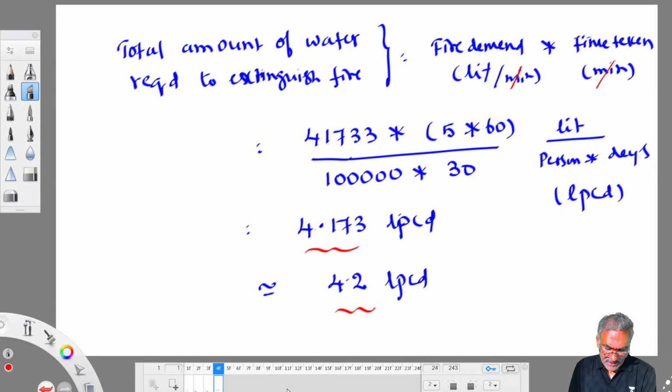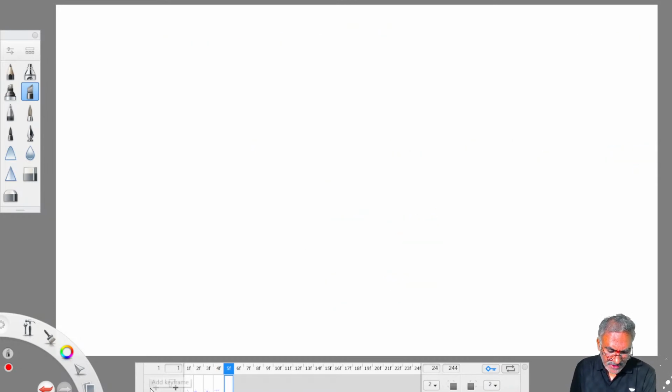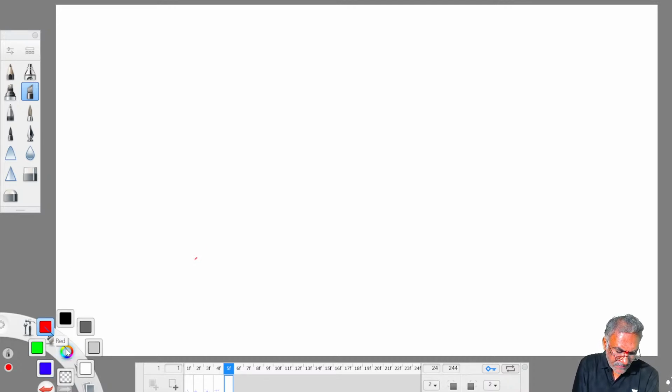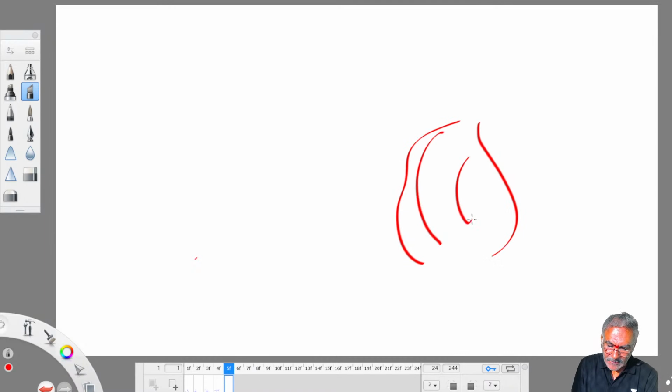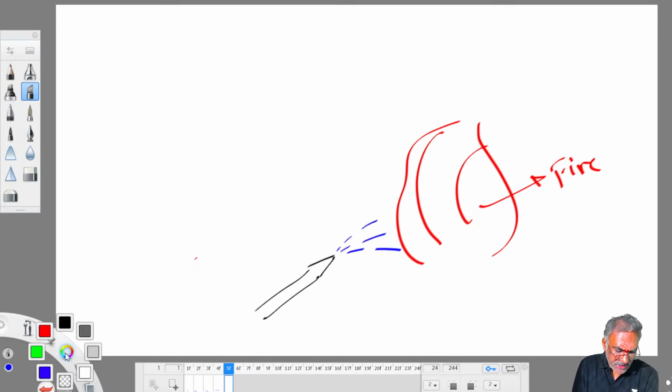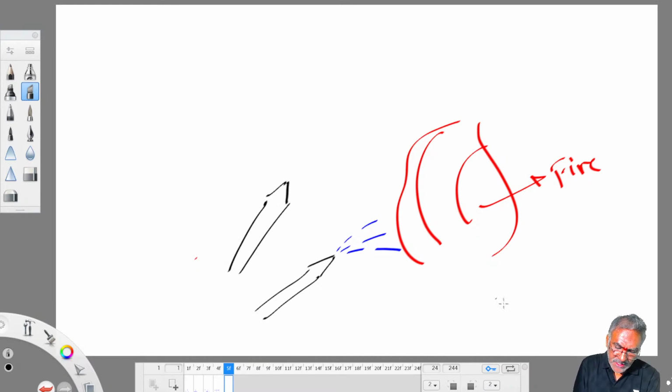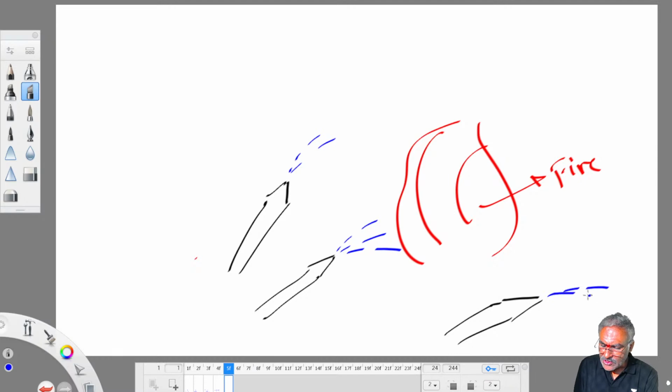The usual practice, whenever a fire accident occurs, is to use 3 jets of water to extinguish the fire. This is the fire that has caught up. One jet will be issuing water on the burning property. The other 2 jets will be issuing water on either side, on the adjacent properties.